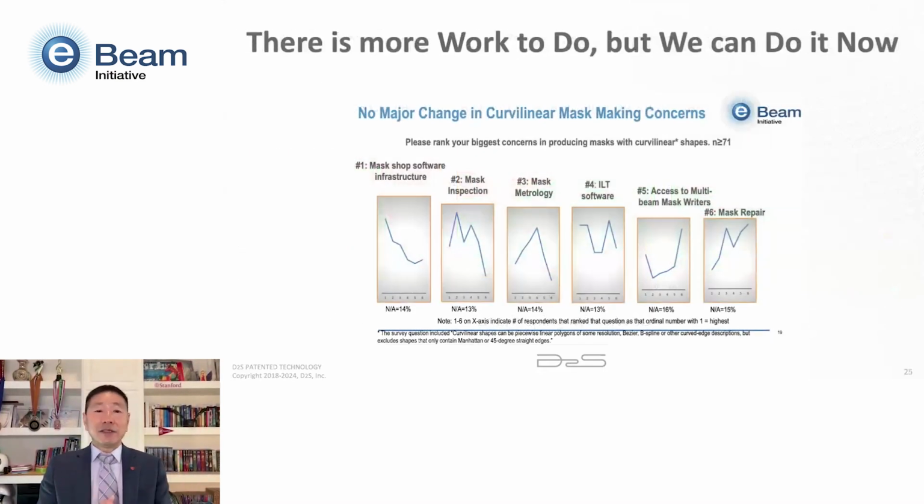All right, there's still more work to do, but all of that can be done. You look at this conference, there are many talks about the multi-gun format, for example. That will help reduce the file size of curvilinear patterns. And also by using the multi-gun format, OPC can become curved OPC. Instead of moving the segments, they can move those control points, so they can do curved OPC as well.